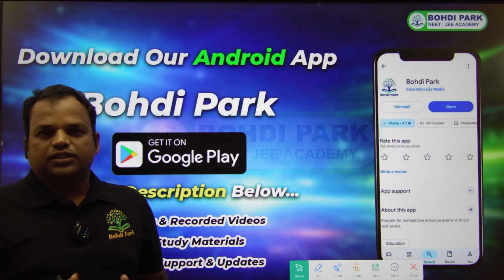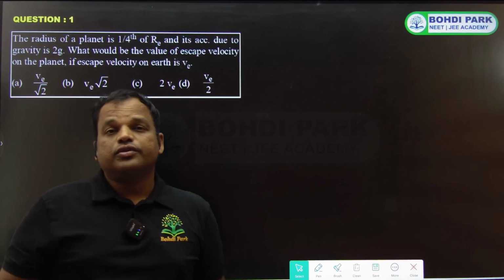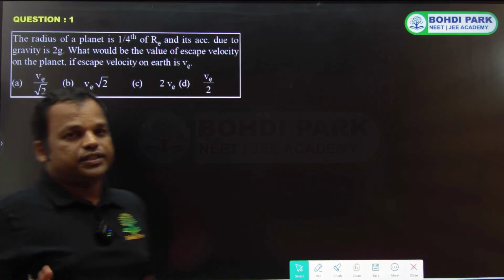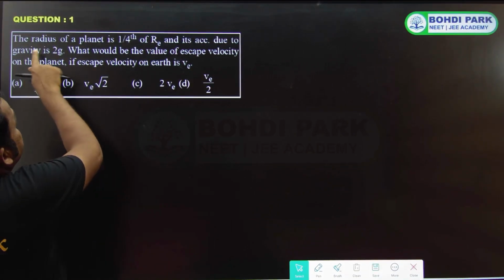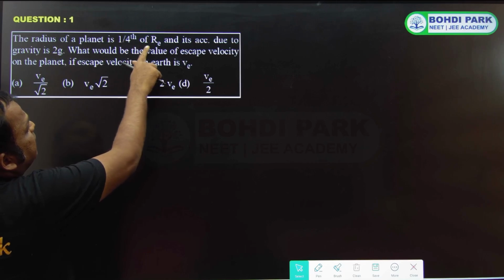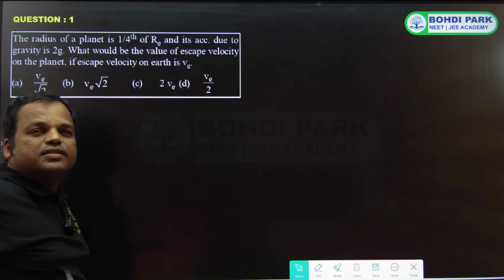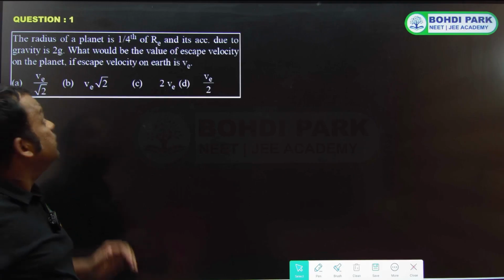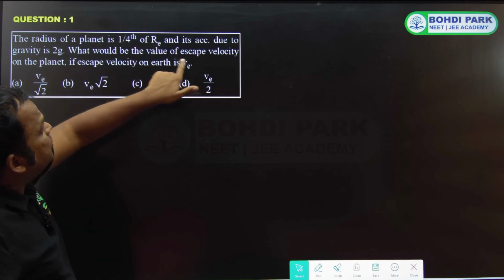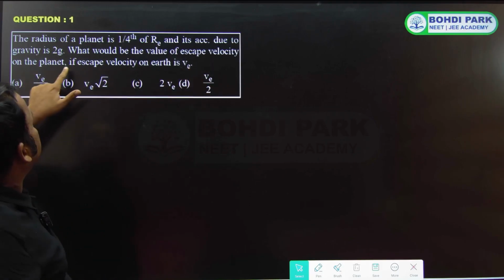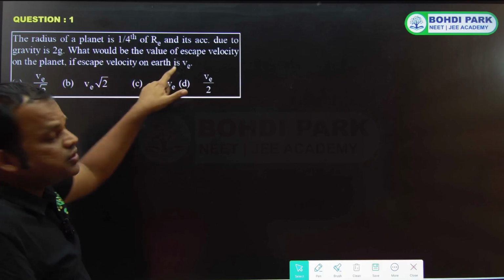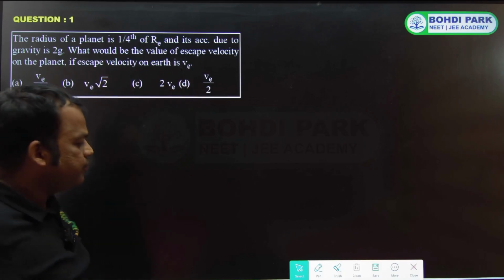And let's start with the first question. So this question is based on gravitation. So first question is, the radius of a planet is 1 by 4 times the radius of Earth, and its acceleration due to gravity is 2 times the gravity on Earth. What would be the value of escape velocity on the planet if escape velocity on Earth is VE?